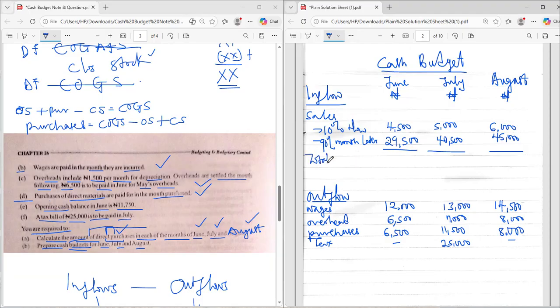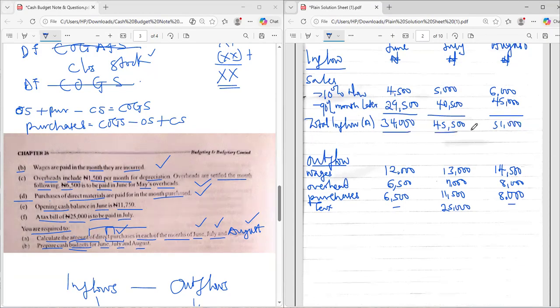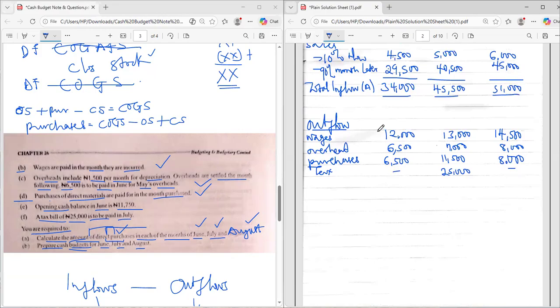That will be our total inflow. Add up for me, please. For June, 34,000. Next one, 45,500. Next one, 51. All right, so that's that for inflow. So do the outflow for me.